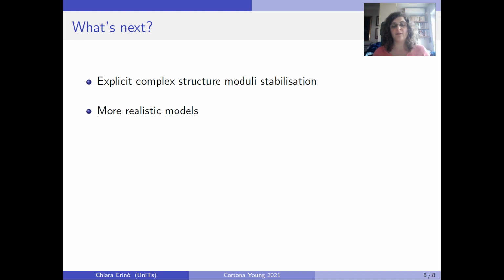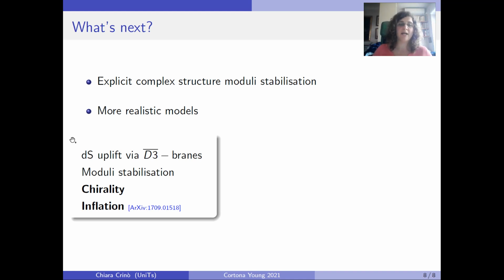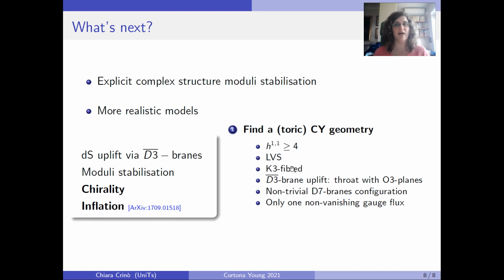Moreover, we could try to extend this work in order to construct richer and more realistic models. This is what I'm working on in these months in collaboration with my supervisor Roberto Valandro and also Michele Cicoli, Veronica Guidetti and Pramod Shukla. Our purpose is to add to these two features that we discussed today also chirality and inflation following the work that was done in this paper. In order to do so, the first step is to find a Calabi-Yau geometry which, at least in principle, can admit these properties.